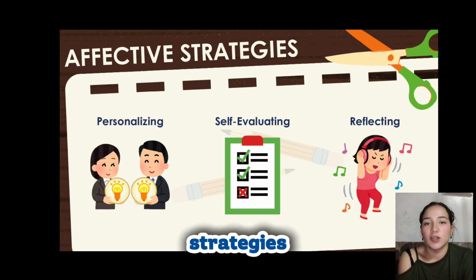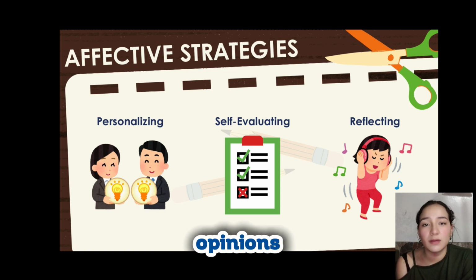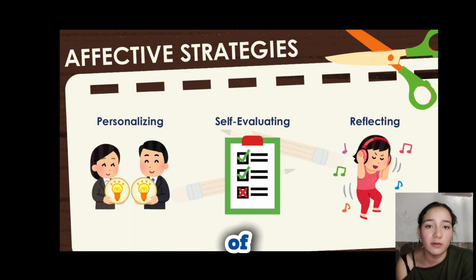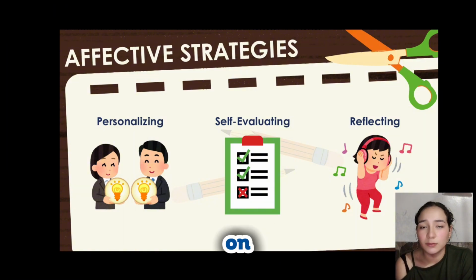Affective strategies. Personalizing, sharing personal opinions, feelings, or ideas about the topic. For example, speaking in English about a topic of interest such as food, animals, or sound. Self-evaluating. This means reflecting on one's performance in a task and evaluating oneself based on how well one did. For example, after an exam, students can review their score.